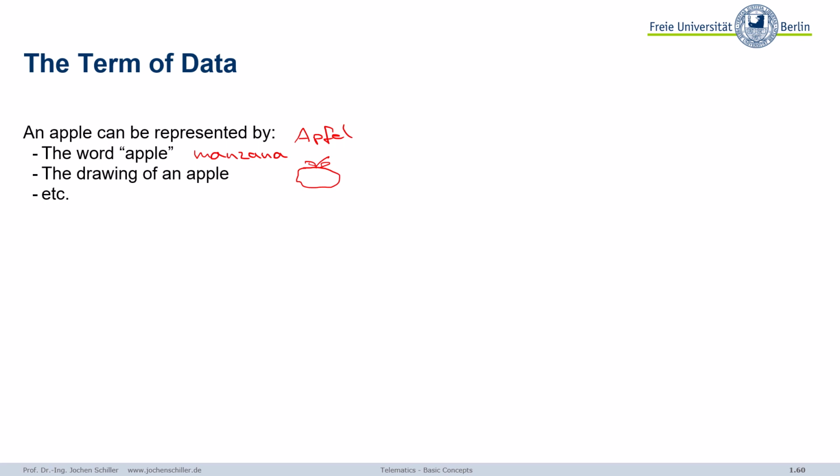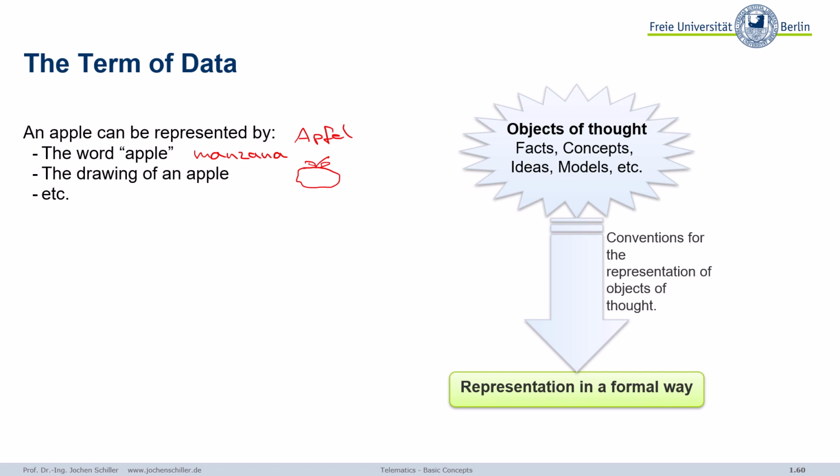Okay, so, but in the end, we all think of something. So we think of an apple in our brain. Not only about objects, facts, concepts, ideas, models, whatever. This all happens in our brain. So we know, okay, that's an apple. Great. The point is, we cannot transmit our objects of thought. How should we do this? This is why we have certain conventions of how we represent these objects in our thoughts. So we represent them in a formal way.